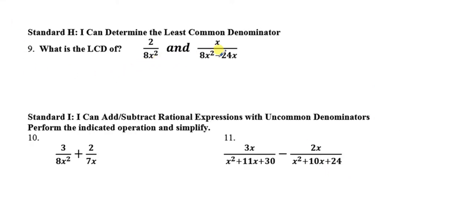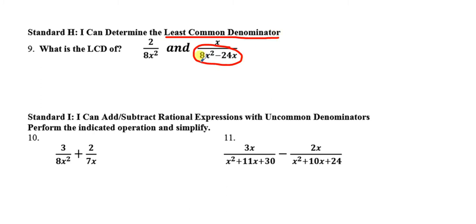Number 9, what's the least common denominator? Well, the thing you want to do for that is factor this term. This is 8 times x squared. This is 8 times x. This, with a minus in here, we can factor it, and both terms have an 8 in it and both terms have an x in it. And all it says is what's the least common denominator.